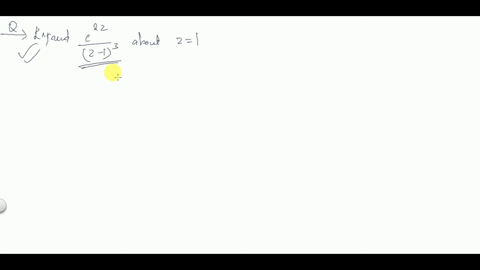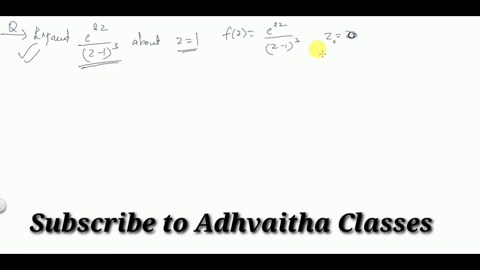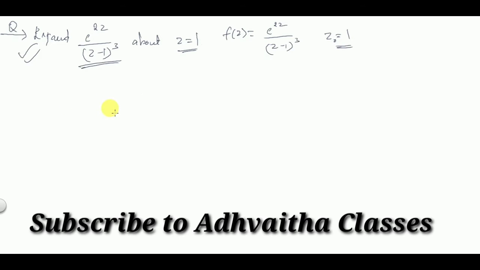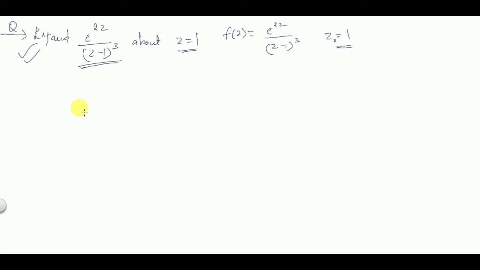Expand e power 2z by z minus 1 whole cube about z is equal to 1. So you are given f of z is equal to e power 2z by z minus 1 whole cube, and z is equal to z naught, so z naught value is 1.